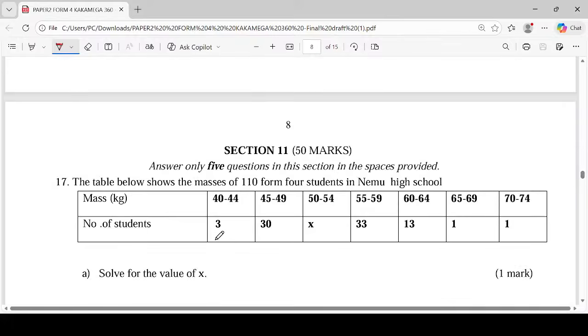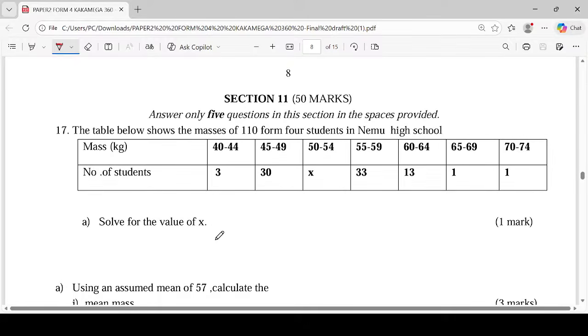Look at the paper. Wonderful. When you get into Section 2, the first question is statistics, a very simple but common question in Mathematics Paper 2. Let's break it down. The table below shows the masses of 110 Form 4 students in Nemu High School. You can see we have the table: the mass in kgs and the number of students.